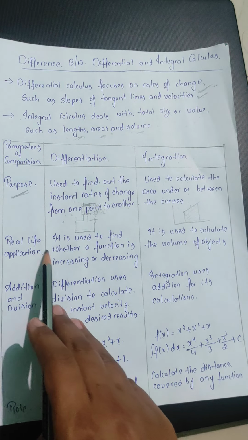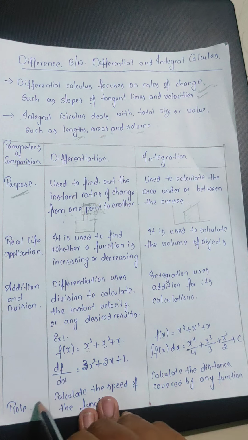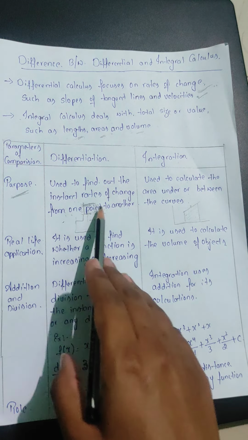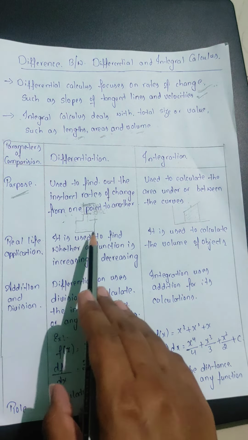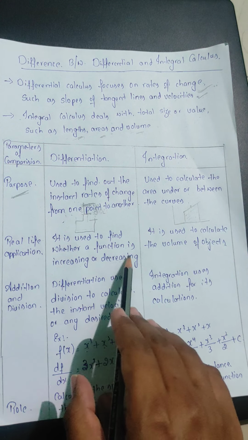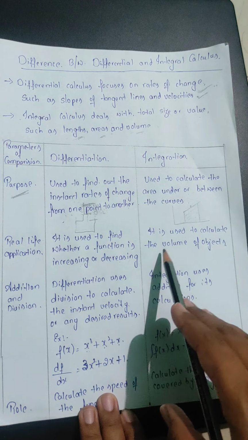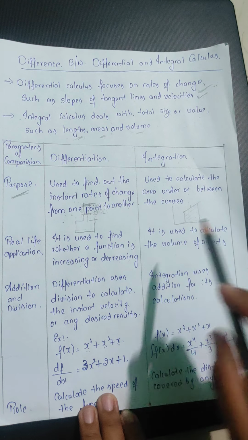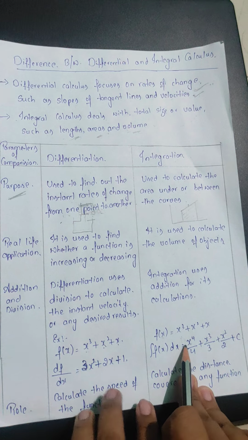Now let me explain the real life application. What is the real life application of differentiation and integration? Differentiation is used to find whether a function is increasing or decreasing. Integration is used to calculate the volume of objects.